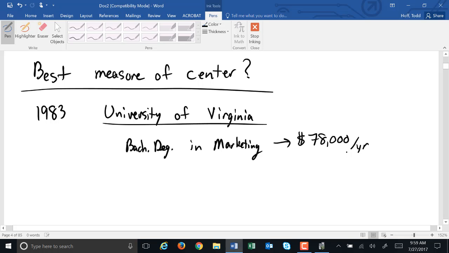Now, let me put this in perspective. In 1983, your average high school teacher had a starting salary between $16,000 and $18,000 a year. $78,000 a year was a very good starting. Now it would be a good starting salary.